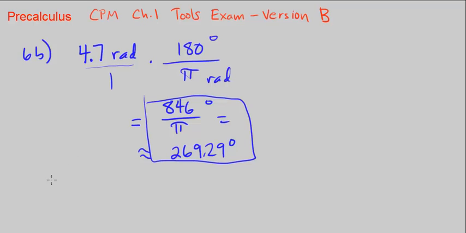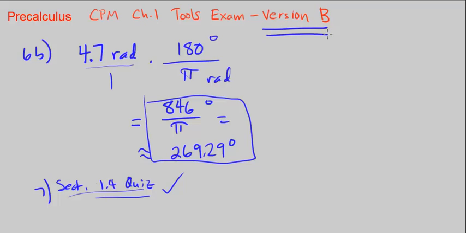All right, number 7, factor completely. This was taken from section 1.4 quiz exactly as is, not changed at all. And that video is up already, so I'm not going to redo it here, okay? So you can look at section 1.4 quiz, and you'll be able to see number 7. All right, so this ends the CPM Chapter 1 Tools exam from Precalculus. Remember, it's version B.